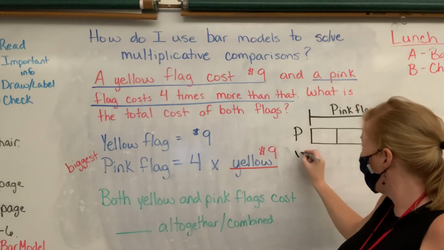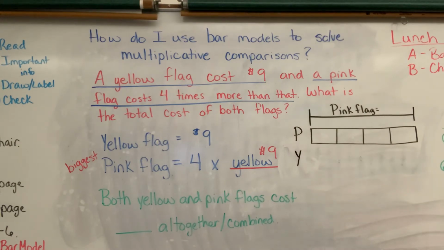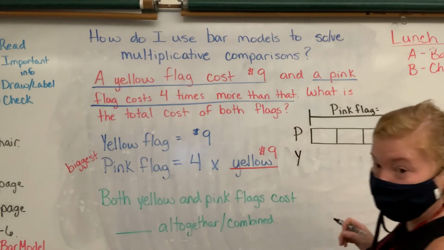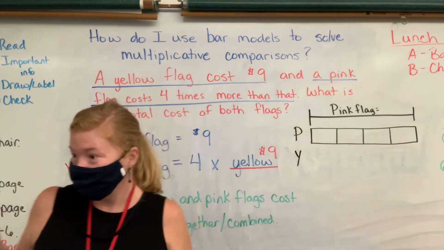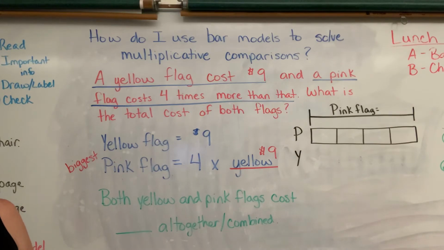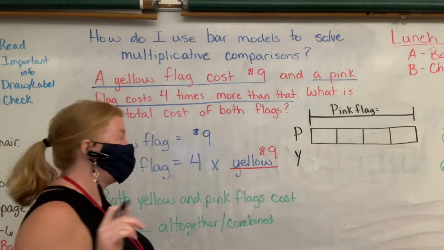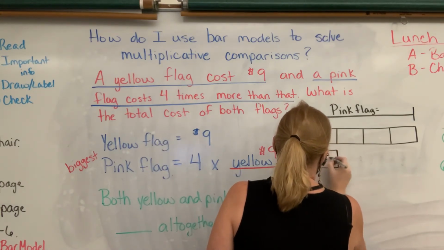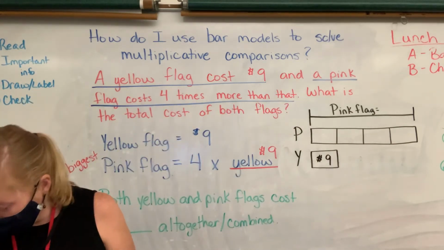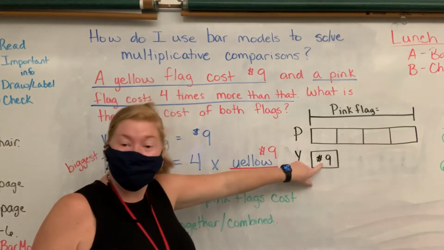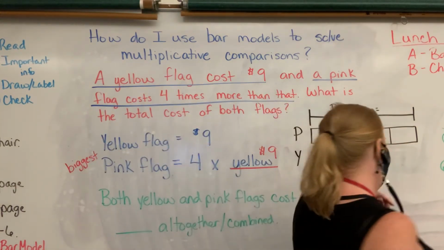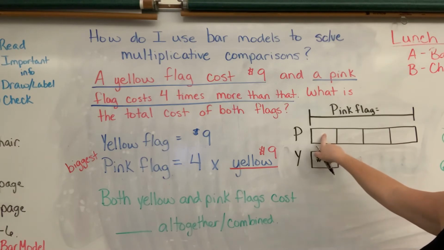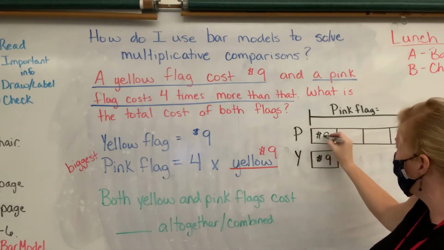Next, I've got my yellow flag. Do I know how much my yellow flag costs? Yes. Show me with your fingers. Those of you at home, you've got that many fingers. Show me. Absolutely. $9. So my yellow flag is $9. So when I make my bar model, I know that this is $9 and that this is 4 times greater. So what does this little section equal? Carly, what's this little section equal? $9. Okay?